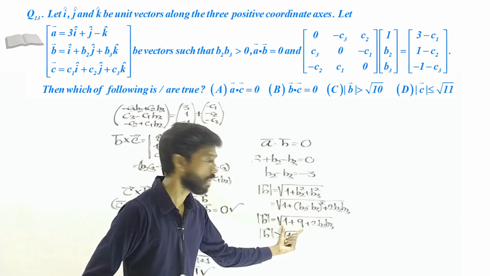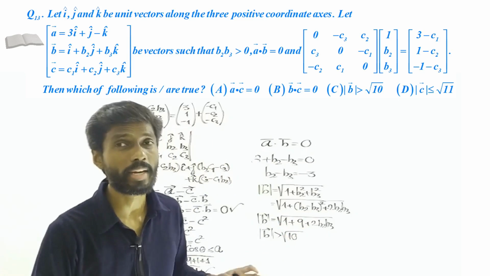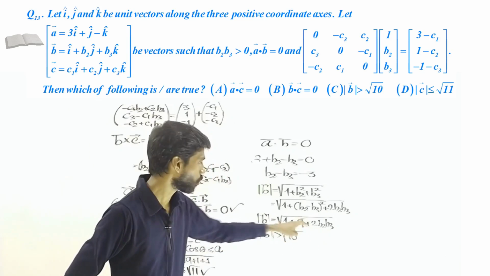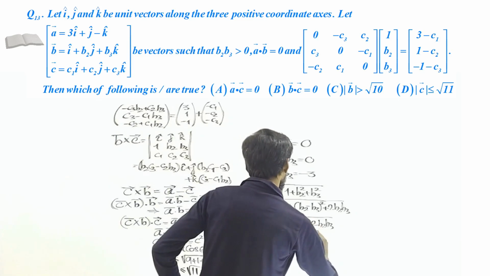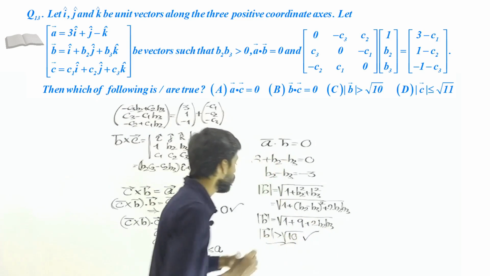Because this is root 10 plus some positive value, that is always greater than 0. So root 10 plus something greater than 0 means it's greater than root 10. So the magnitude of B is greater than root 10. So that is also one option, right?